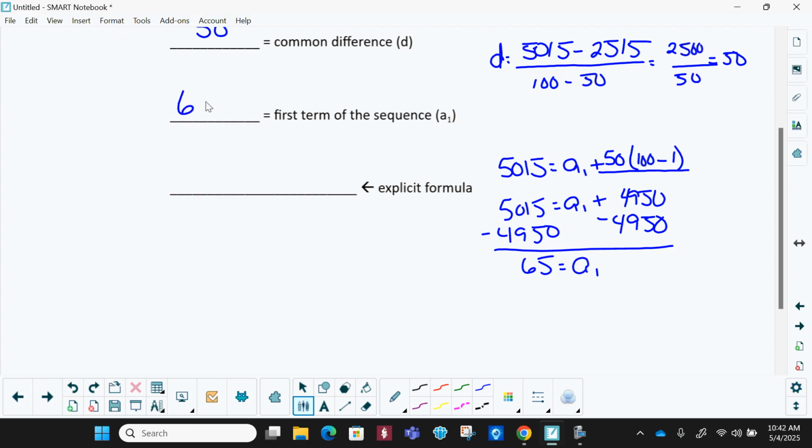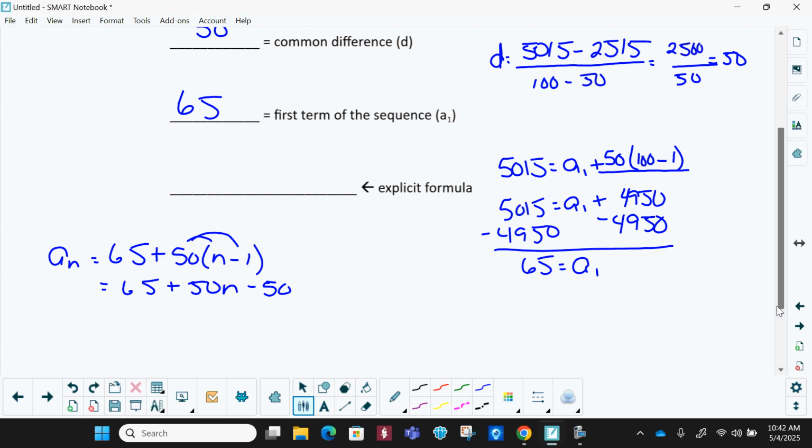Okay, so there's that. So we want the explicit formula. So AN equals 65 plus 50 times N minus 1. So please remember, do not leave it like that. We want it all cleaned up. So distribute your 50. So you're going to get 65 plus 50N minus 50.